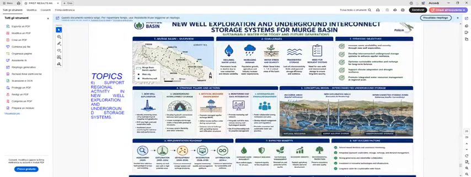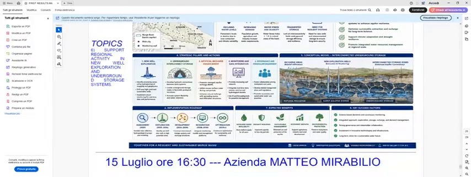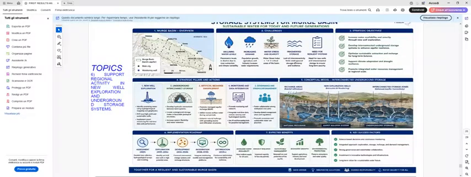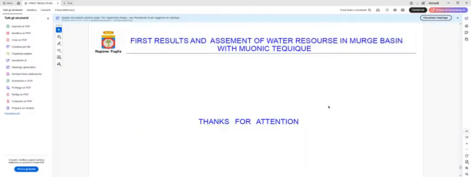So this is what we are presenting. We are hoping to go on to collaborate with the Puglia region and the local authority. Thanks for your attention.